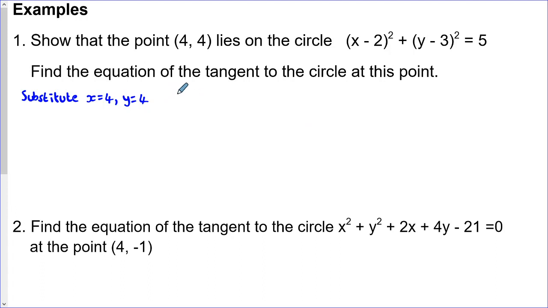Substitute those in, we get 4 minus 2 squared plus 4 minus 3 squared. That's 2 squared plus 1 squared, which equals 5. So because we've got the 5 that we were after, 4, 4 must lie on the circle.